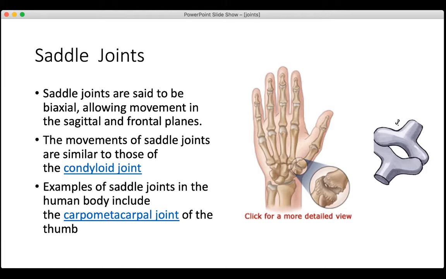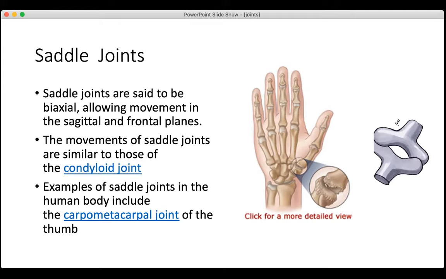One of the examples is in the thumb. Basically this joint is present in the thumb, in your hand, in the thumb area where this thumb bone will join, and this is the shape of this bone. And it also allows, you know, the thumb, you can either move it in the sagittal plane or frontal plane. So these two kinds of movements are allowed in the saddle joint. The only difference between saddle and condyloid is the shape.